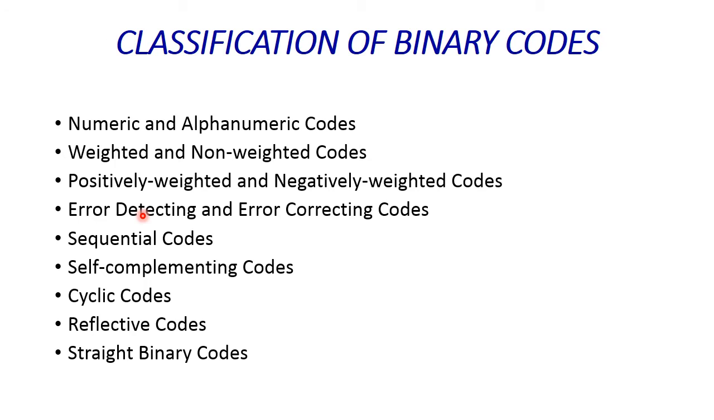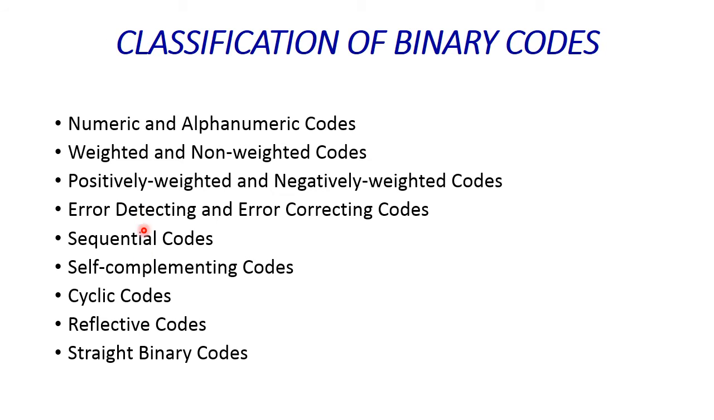Whereas the codes used for correcting errors are called error correcting codes. That means, for example, the shift counter code, 2 out of 5, and 63210 codes are called error detecting codes. Now Hamming codes are called error correcting codes.